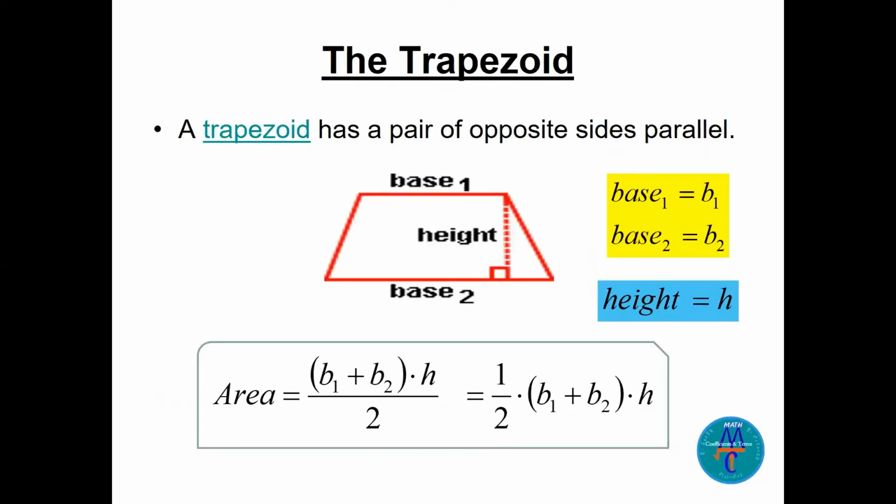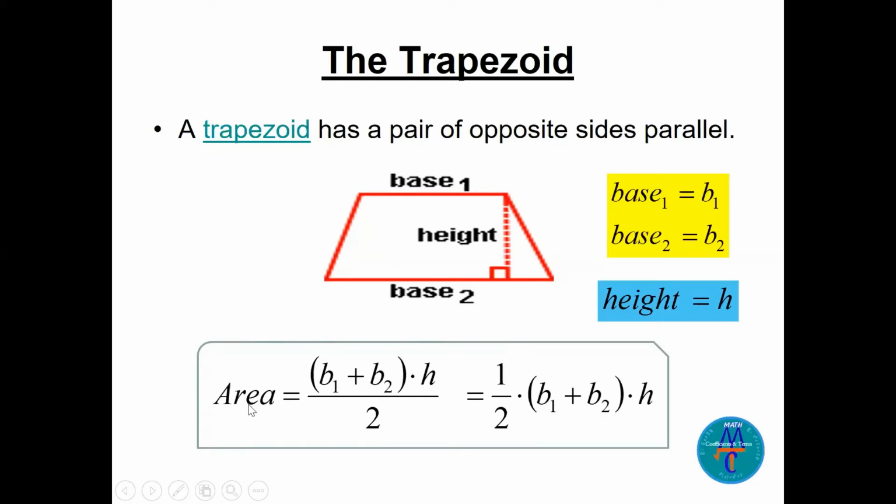Let's go to trapezoid. Trapezoid has a pair of opposite sides parallel. A pair of opposite sides parallel. So we can have base 1, base 2, and the height. So you can see this is the shape of a trapezoid, base 1, base 2, and the height. So the two sides are parallel.